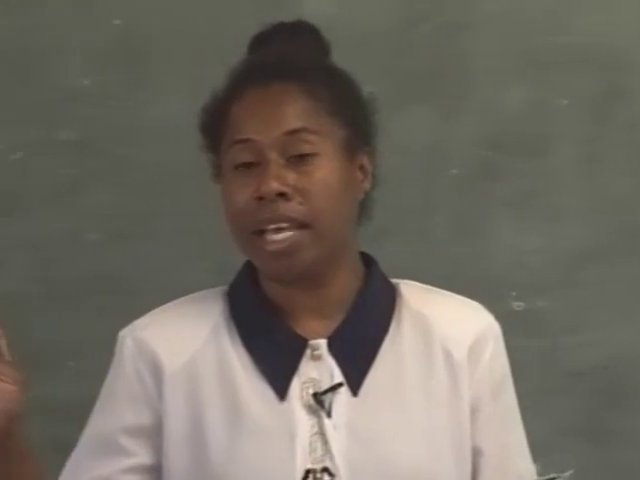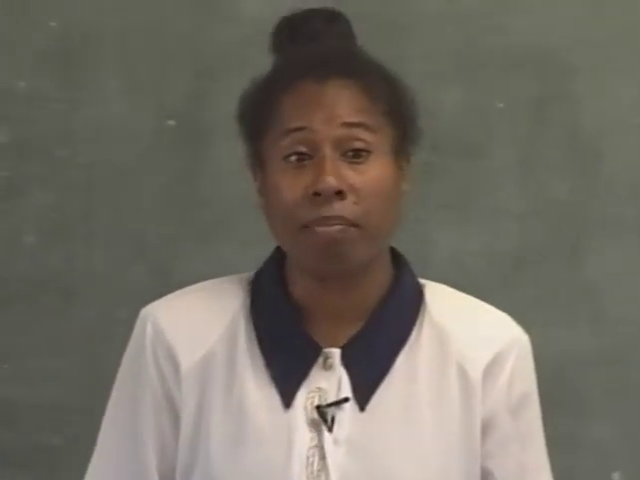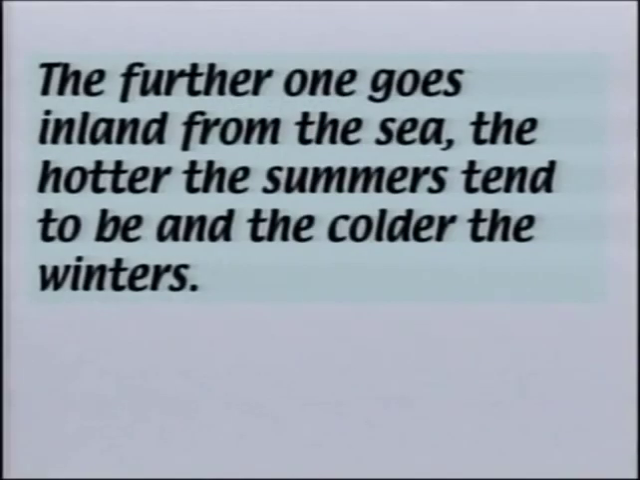So you see the relationship in terms of distance from the sea, and the further away we go from the sea can have an impact on the temperatures of that particular area. So when we go back to our statement here, the further one goes inland from the sea, the hotter the summers tend to be and the colder the winters tend to be. I was looking at an example in winter. In winter, at 53 degrees, if an area is closer to the sea, the ocean currents may contribute to warming up that area.